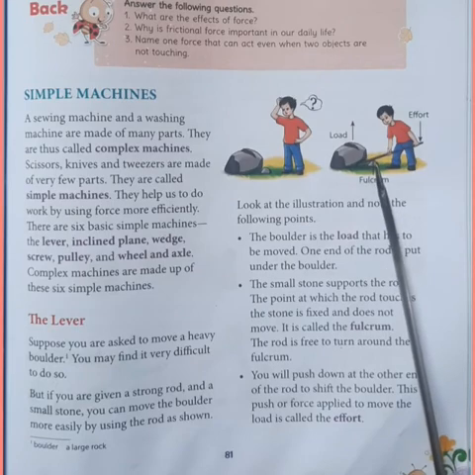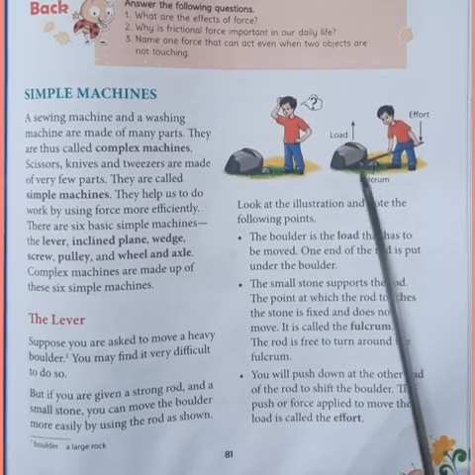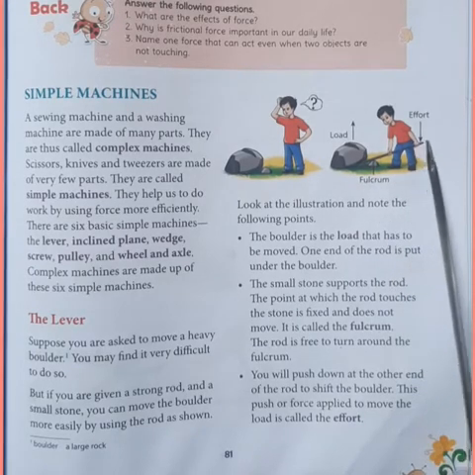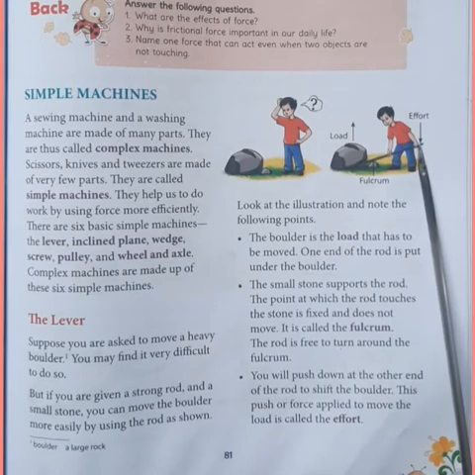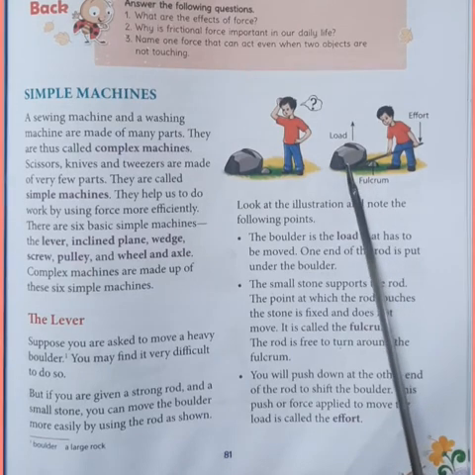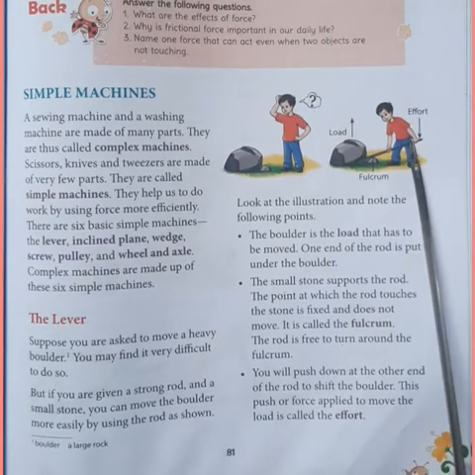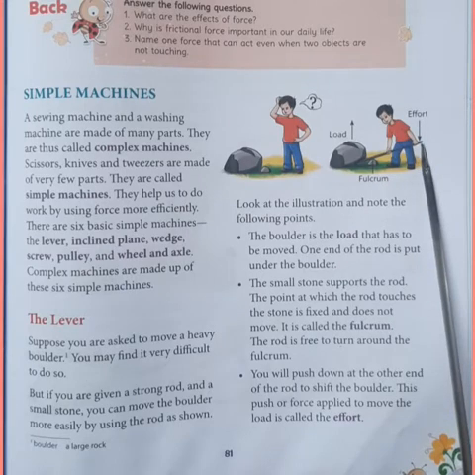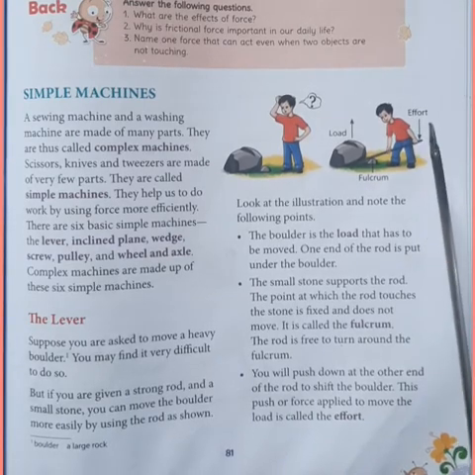So it is called the fulcrum. This point is called the fulcrum. And the rod is free to turn around the fulcrum. You will push down at the other end of the rod to shift the large rock. You have to apply force at this end of the rod. The other end of the rod is under the large rock, isn't it? With the help of the fulcrum, you put effort at the other end of the rod. So this push or force applied in order to move the load or the rock is called the effort of your body.